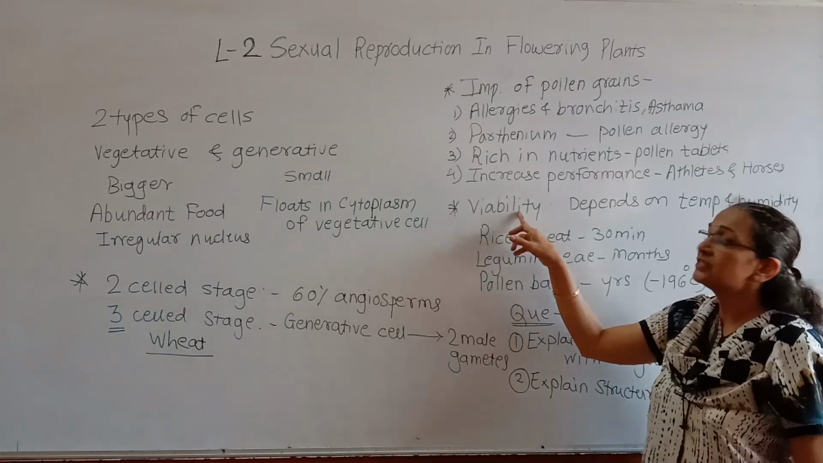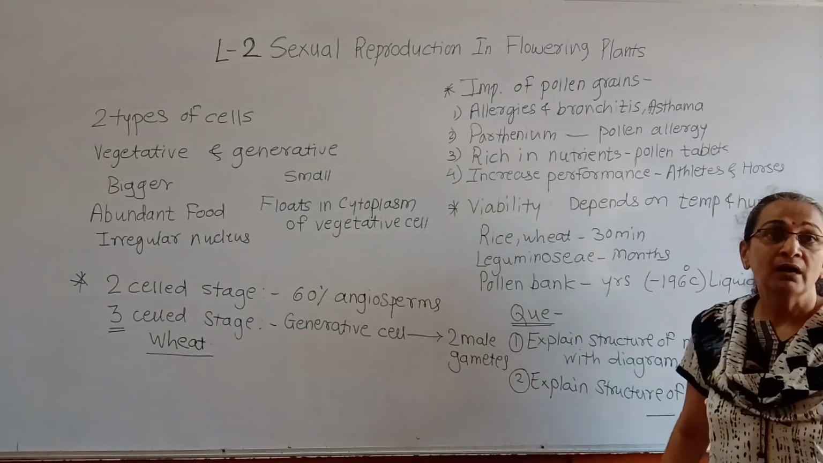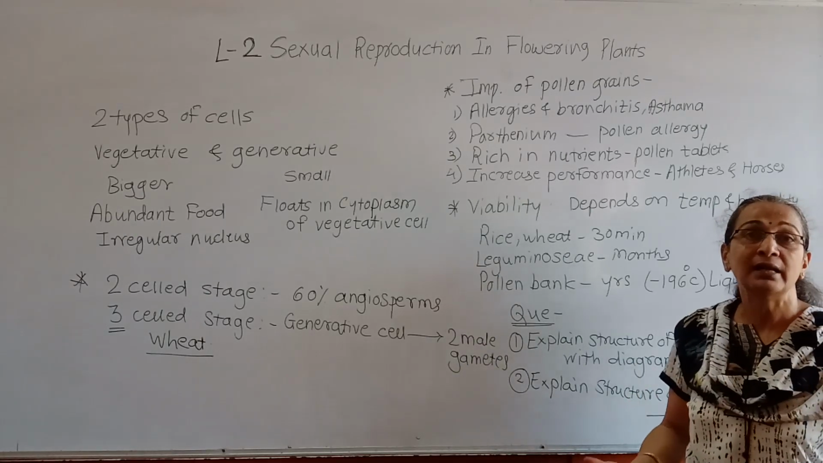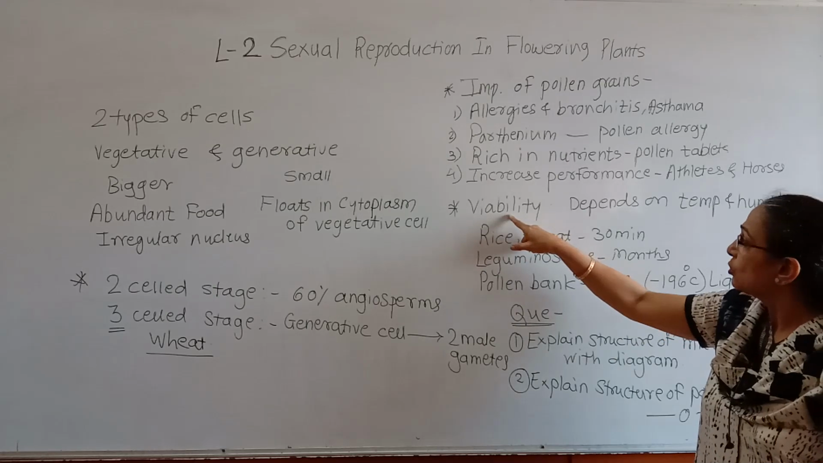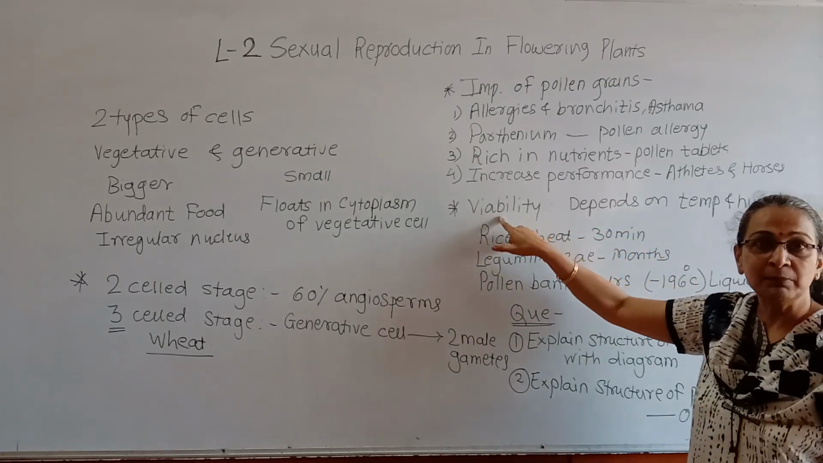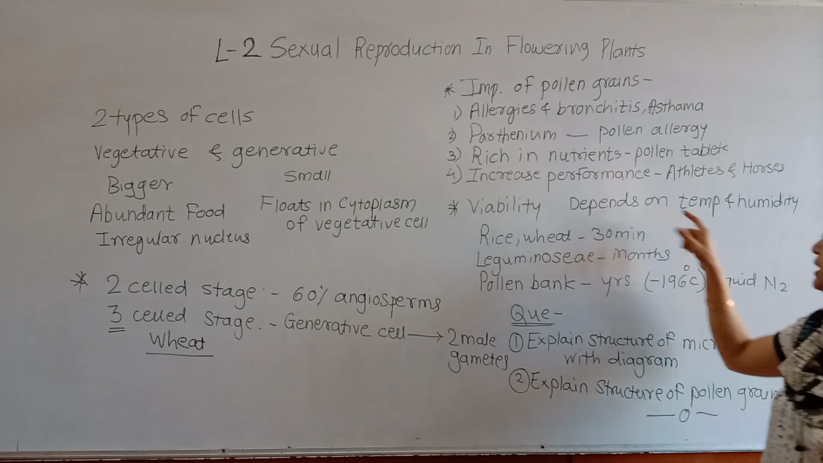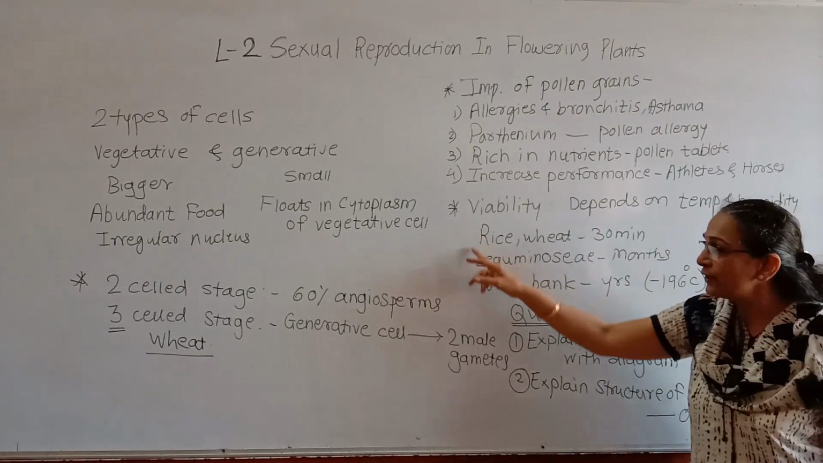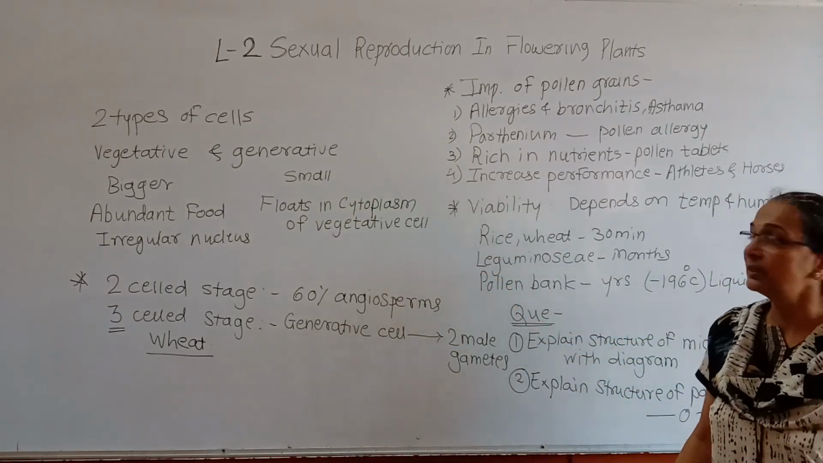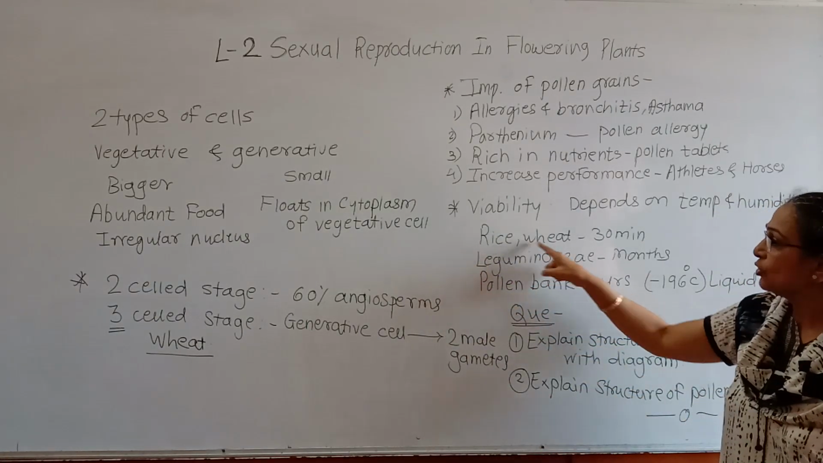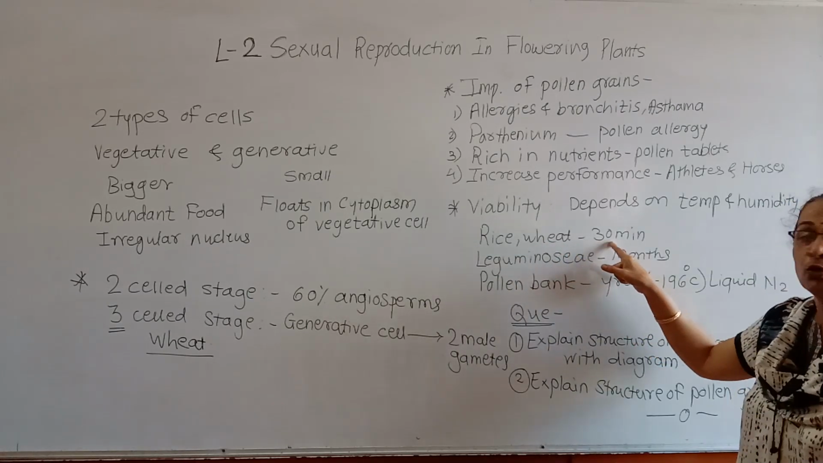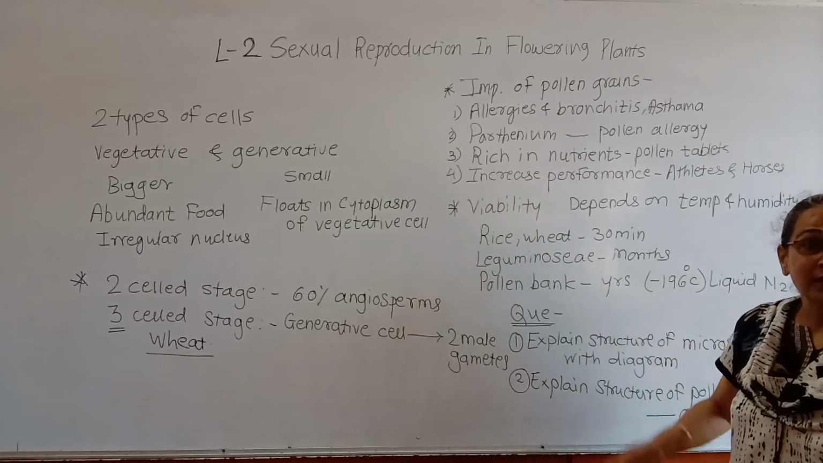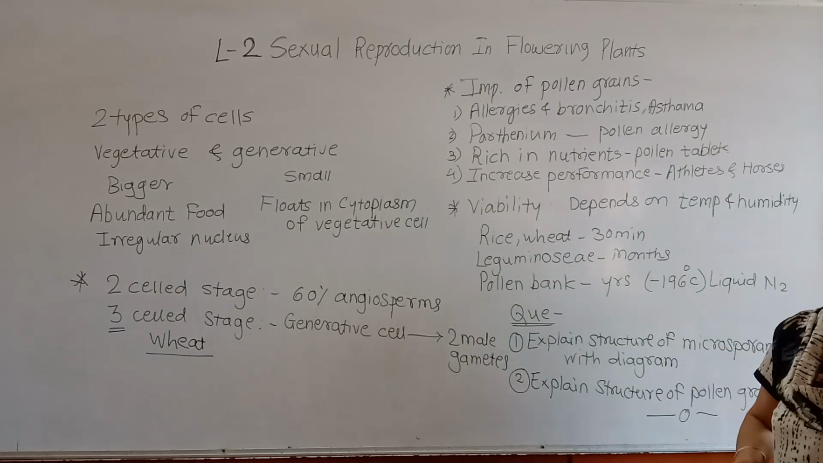The next point is viability of a pollen grain. Viability means how long the pollen grain will be alive or living. This property, the viability of the pollen grain, depends on temperature and humidity. In different plants, the viability of pollen grains is different. In case of cereals like rice and wheat, it is only 30 minutes. While in the Leguminosae family and Solanaceae family, it is for months.